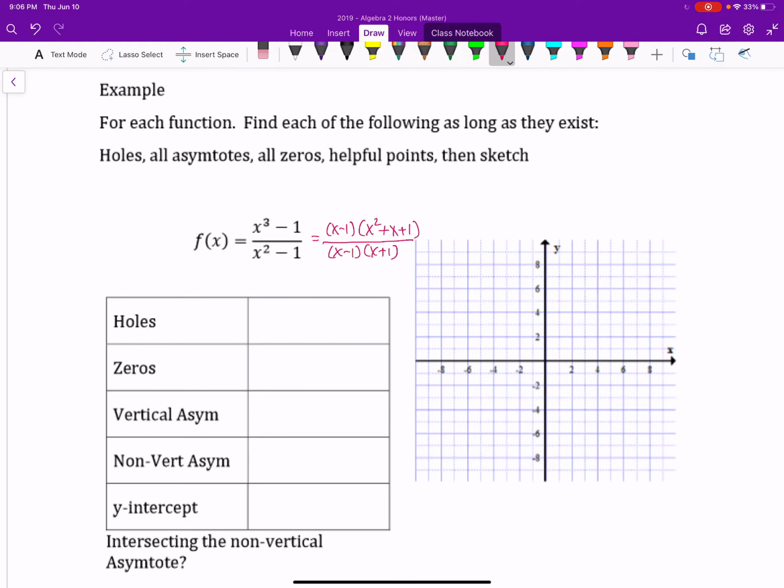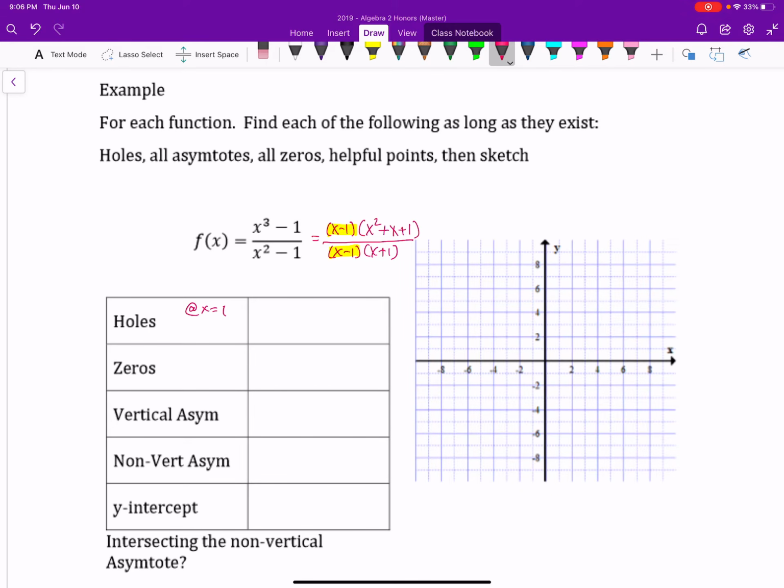Okay, so I can already see, because this and this is the same, there will be a hole. There's one at x is equal to 1. So when I'm asking you guys to find the hole, I want you to find the ordered pair. So to find the ordered pair, I have to substitute in x is equal to 1 to what is left over.